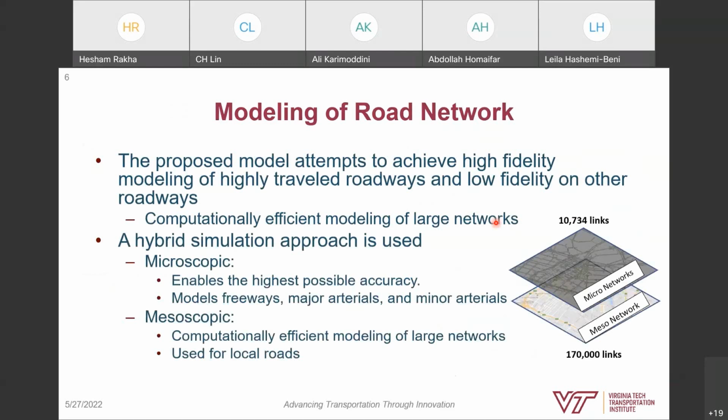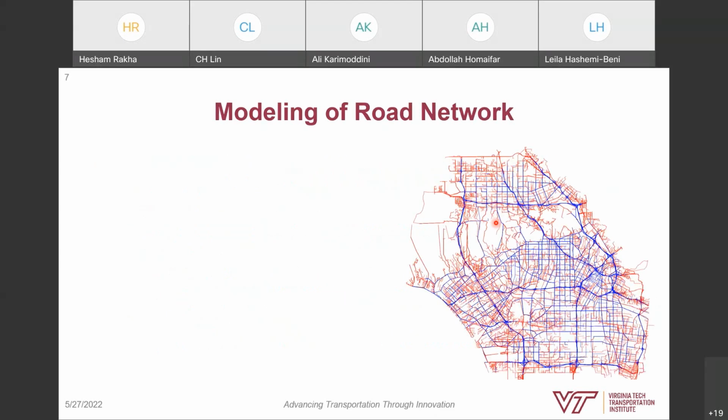As I mentioned, we elected to model the major roadways microscopically and the local streets mesoscopically because they were less congested. In total, we had 170,000 roadway segments, or links, that were modeled mesoscopically and 10,754 that were modeled microscopically. This shows you the greater Los Angeles area. This is actually downtown Los Angeles to the right here. The blue areas are the roadway segments that we modeled microscopically, and the red segments are the roadways that we modeled mesoscopically, so they would be the local streets driving from each subdivision all the way onto the arterials and the freeways and so forth.